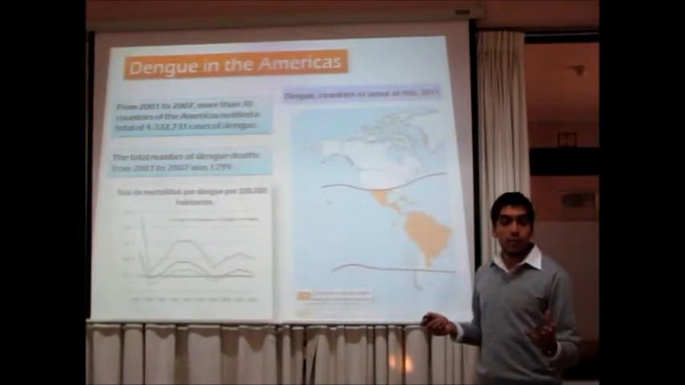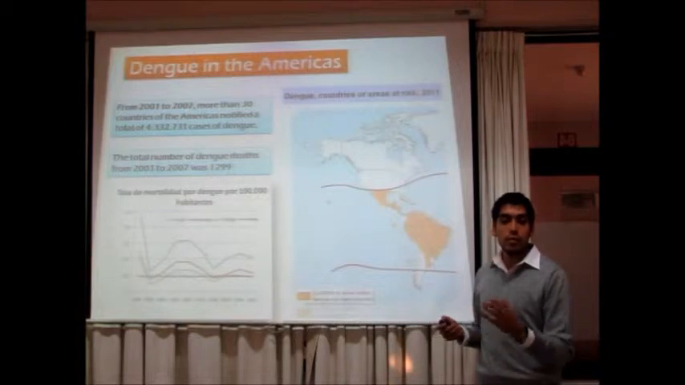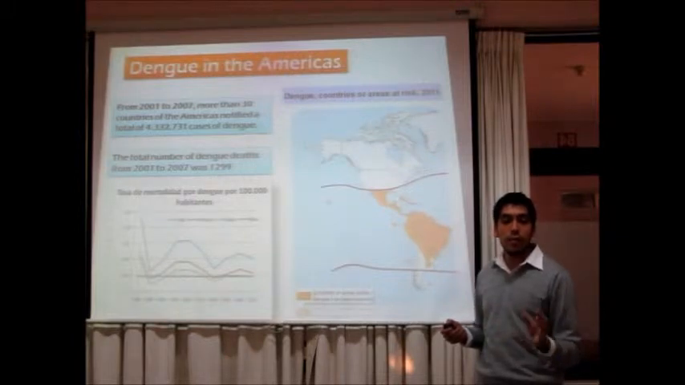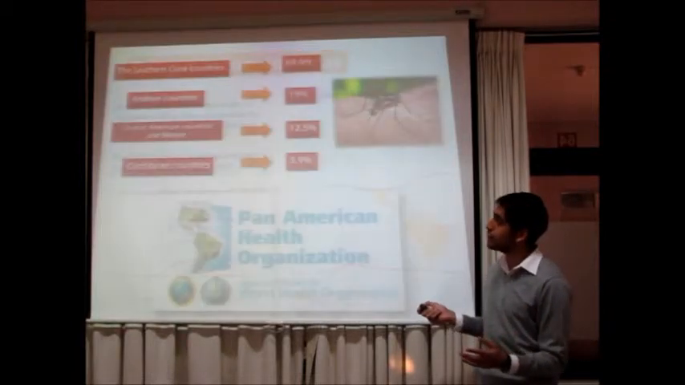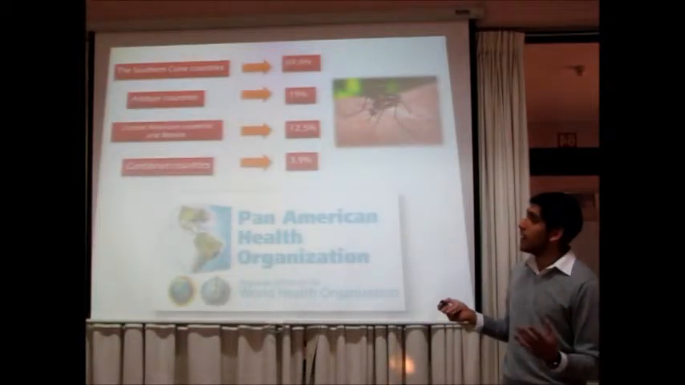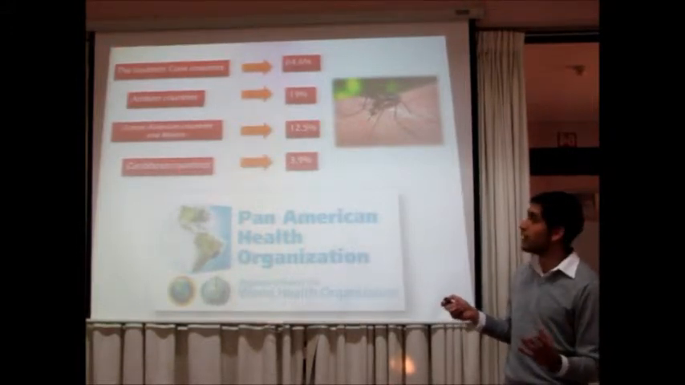From 2001 to 2007, more than 30 countries of the Americas notified a total of 4.4 million cases of dengue, with a total of 1,299 deaths. This is the division of the whole region of the Americas.